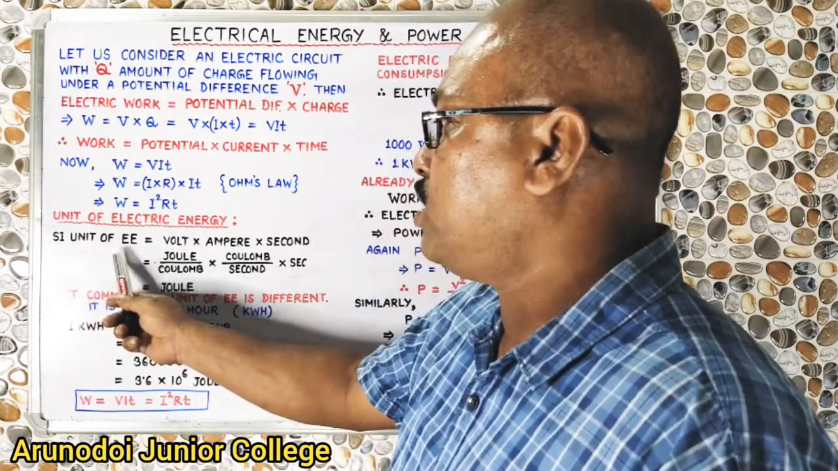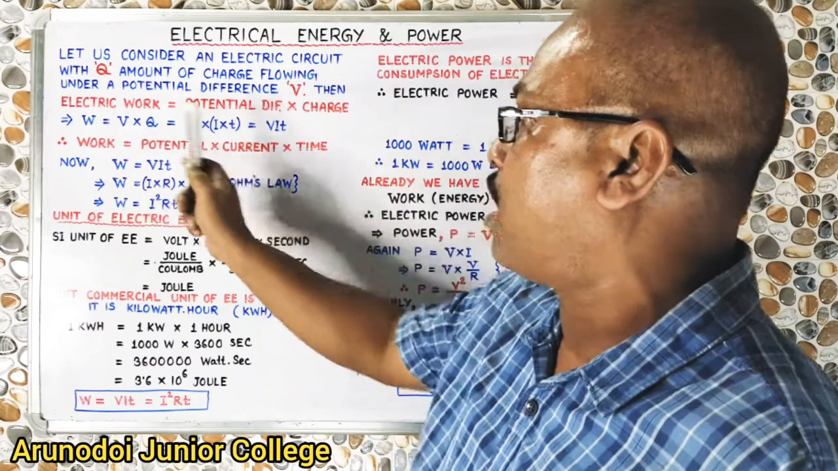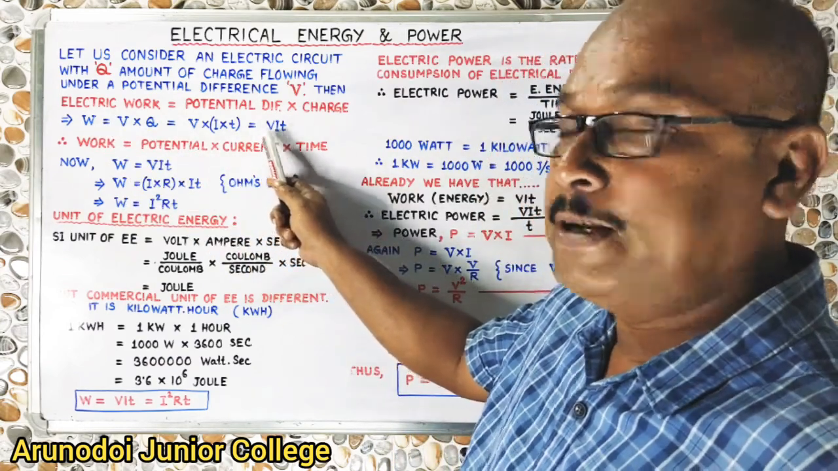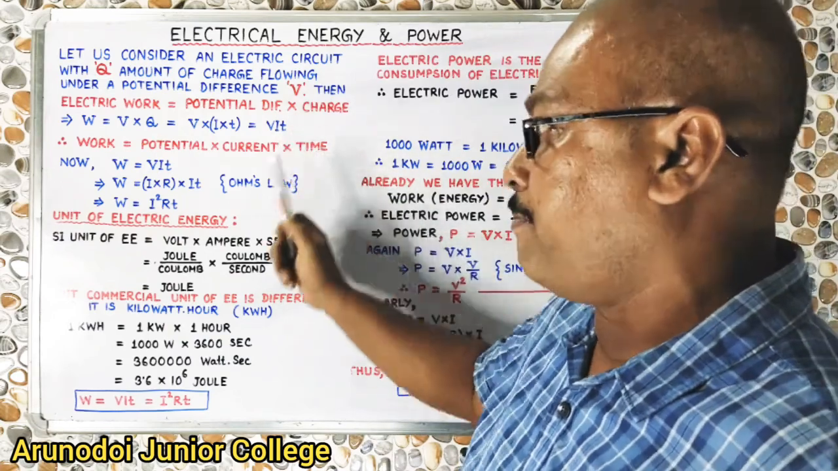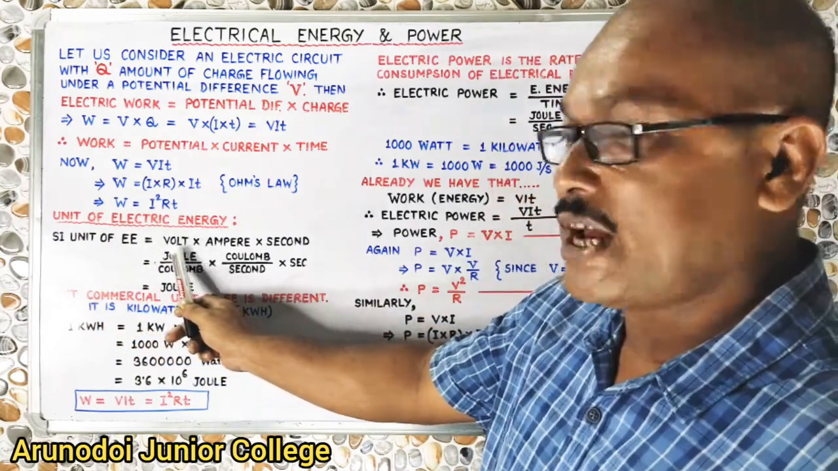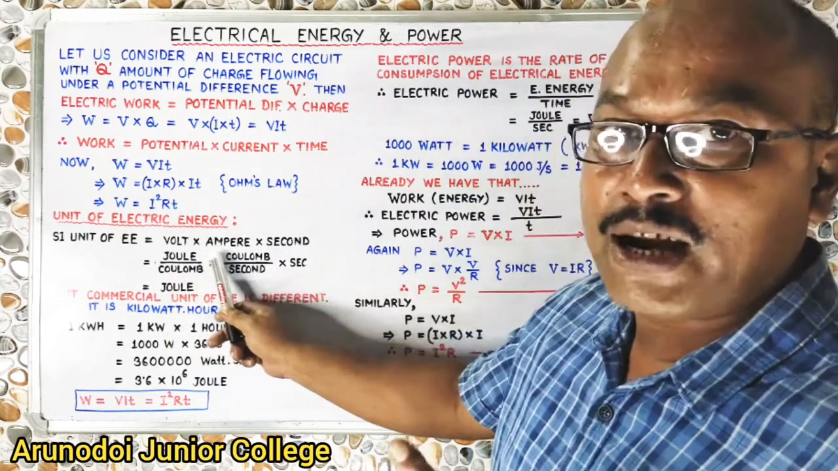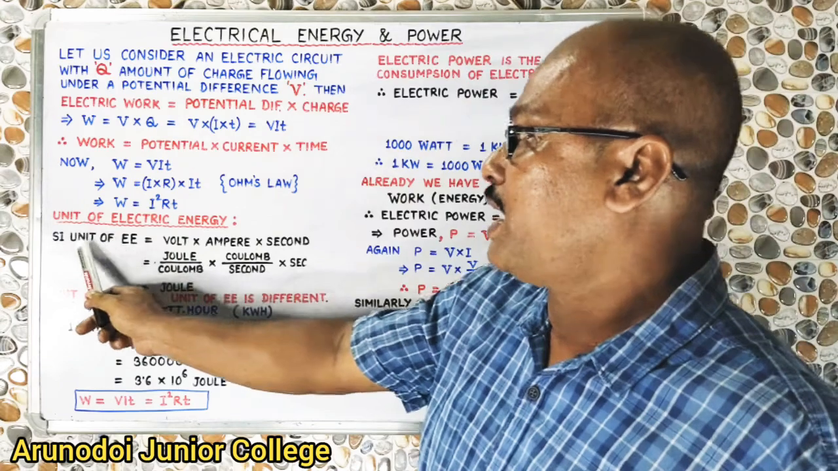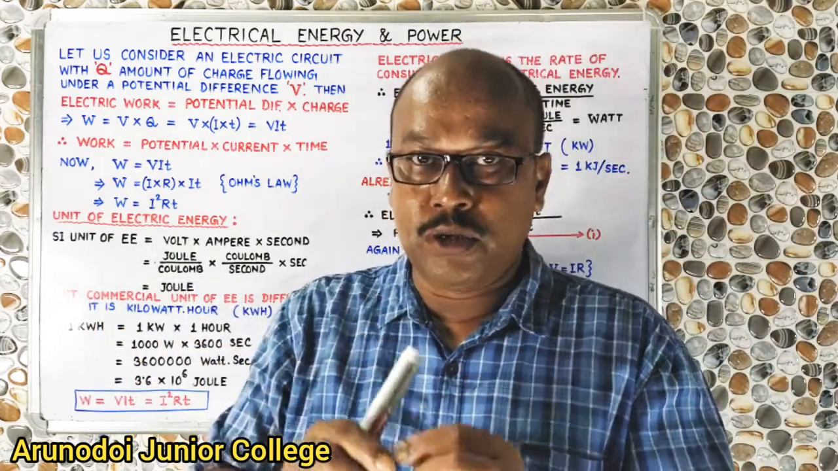So the SI unit of electrical energy or electrical work will be the SI unit of potential difference V into SI unit of current into SI unit of time. That is to say, the SI unit of electric potential is what? Volt. SI unit of current is what? Ampere. And SI unit of time is what? Second. So the SI unit of electrical energy is volt into ampere into second.